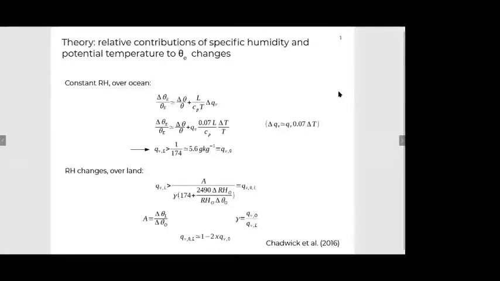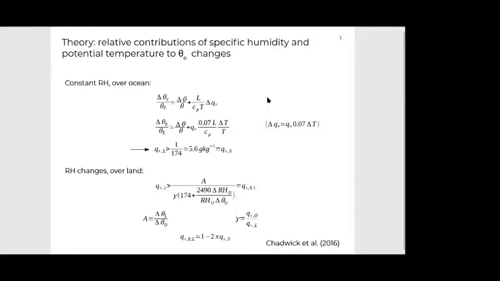My starting point was just thinking about fractional changes in theta E, which I've written out in the top line here. If you think about fractional changes in theta E, there's going to be one term due to fractional changes in theta and temperature, and then another term due to moisture, due to specific humidity, the delta QV term. At constant relative humidity, and at least over the ocean, I can use the Clausius-Clapeyron relationship to substitute for delta QV, as I've done here. Then I have a term proportional to QV, a term that's just constants, and another term proportional to the fractional change in temperature.